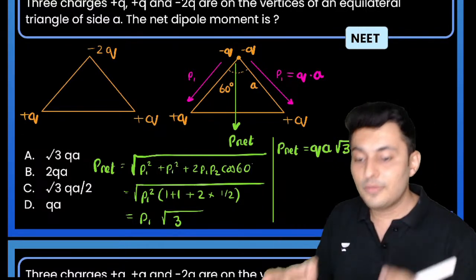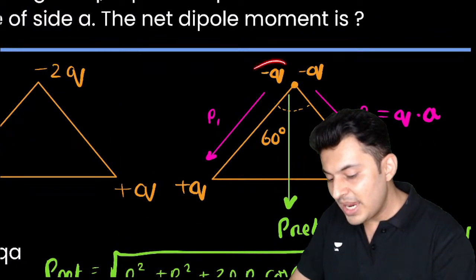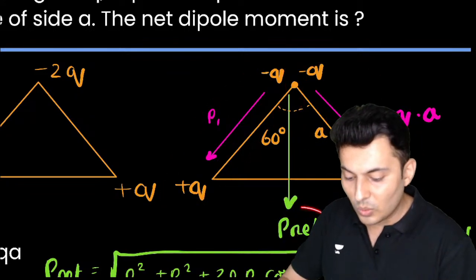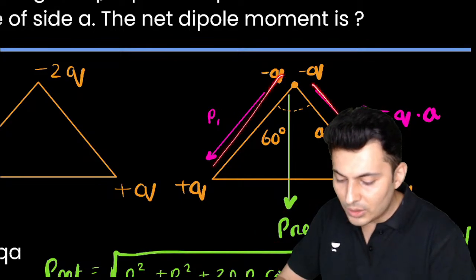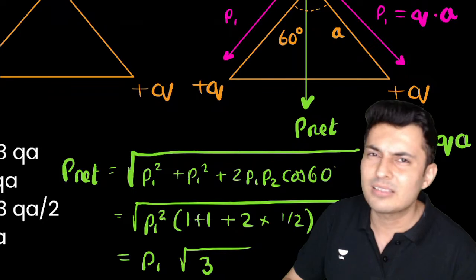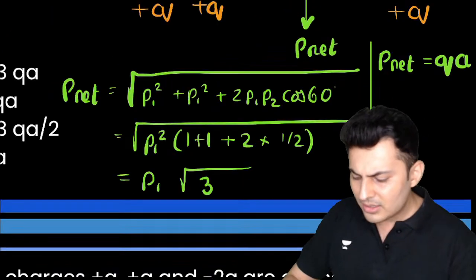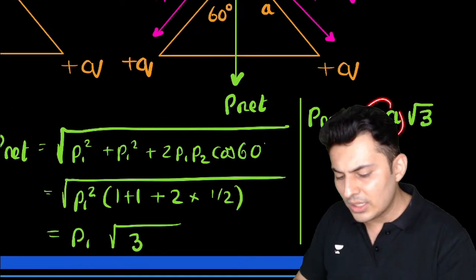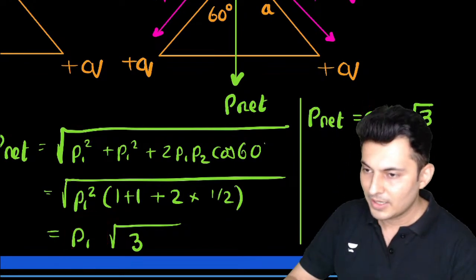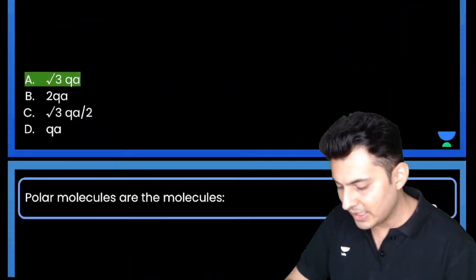Understood how to solve this good question? First, identify the dipoles. Make those dipoles. Then you realize it's a vector, so you need to do vector addition. I know if there are two vectors making a certain angle, I will use the formula root of a square plus b square plus 2ab cos theta. Substitute, and in the end you have to substitute the value of p1. That's all. All right, so that was this particular question.